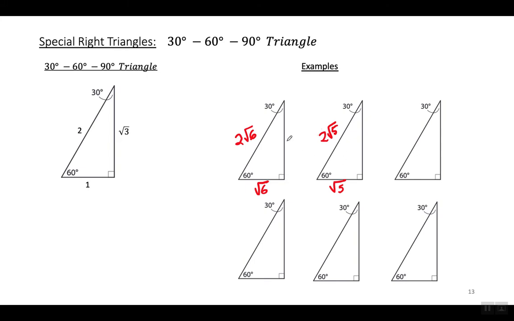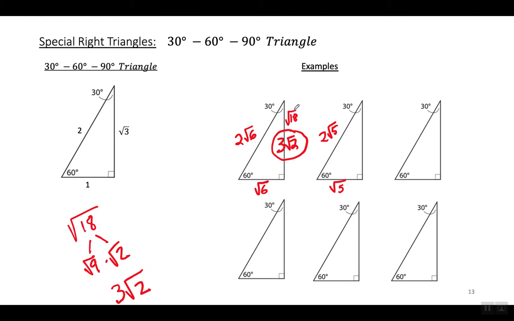To get this side, remember I said multiply by square root of 3. So this side would be square root of 18. However, you got to simplify the square root of 18. I could break it up into square root of 9 times square root of 2. Sorry that I'm writing diagonally. Square root of 9 is 3, and I'm left with the square root of 2. So this side is square root of 18, but simplified, you would write 3 square root of 2, not square root of 18.